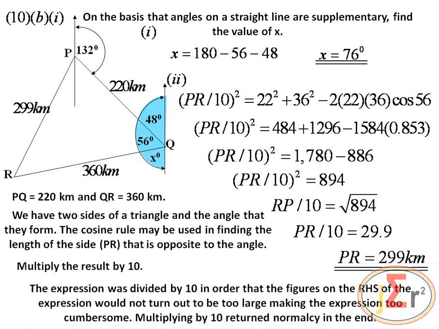The expression was divided by 10 in order that the figures on the right hand side of the expression would not turn out to be too large, making the expression too cumbersome. Multiplying by 10 returned normalcy in the end.